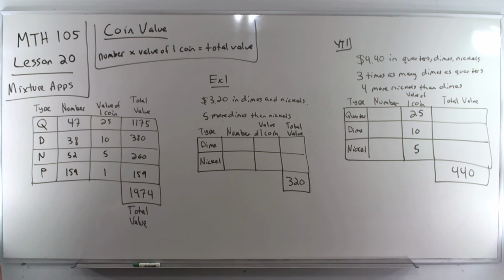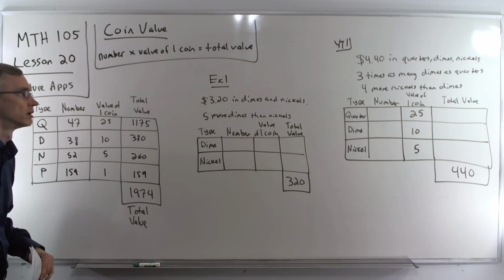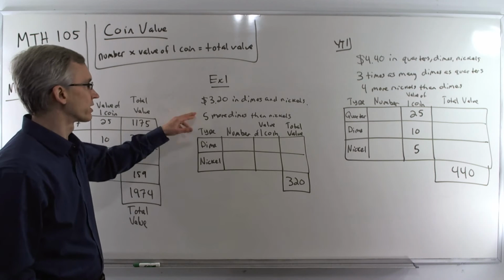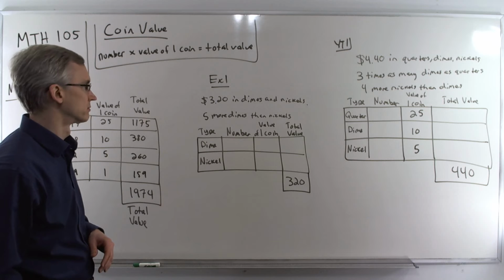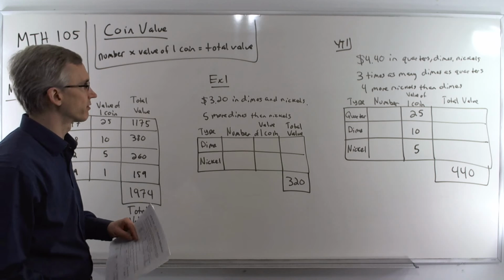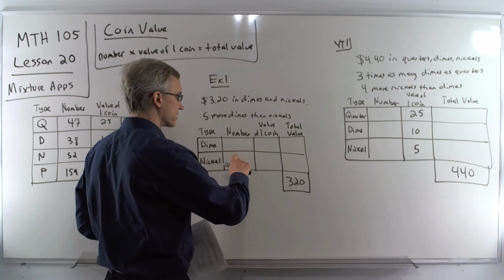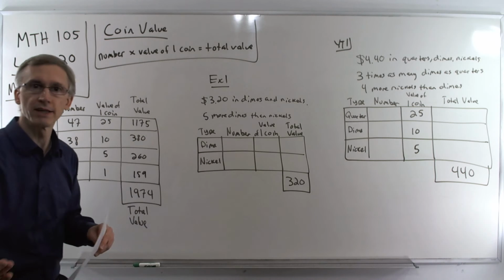For example, we've got $3.20 in dimes and nickels. We also know that we have 5 more dimes than we have nickels. And so we're going to take this information, plug it into this table, and we're going to be able to figure out how many dimes and nickels we have.